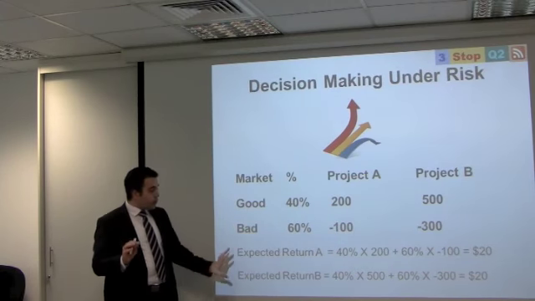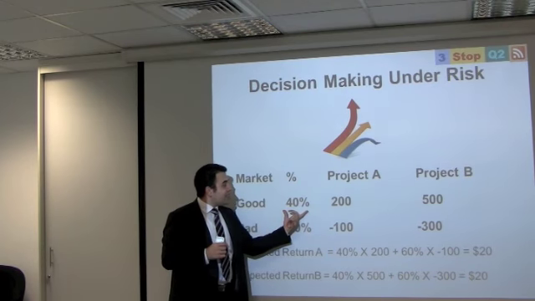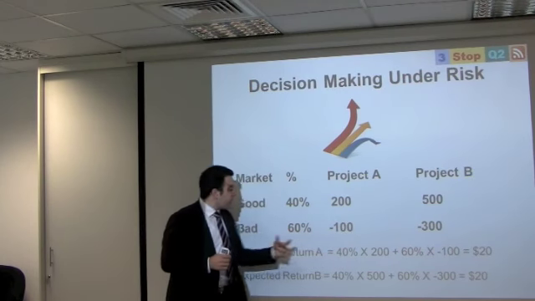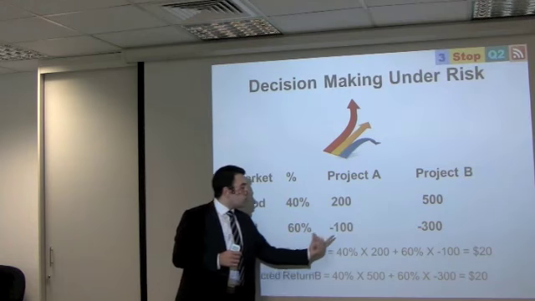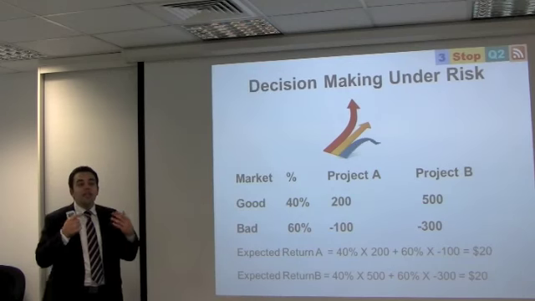It's easy. To figure out my expected return, I will multiply the percentage of the good condition with the return of the project, plus the percentage of the bad condition with the return of it. I will figure out how much money I'm going to be able to generate. What is my expected return?